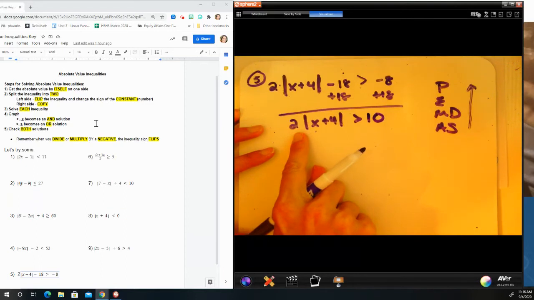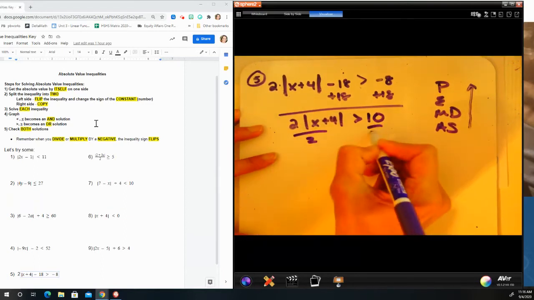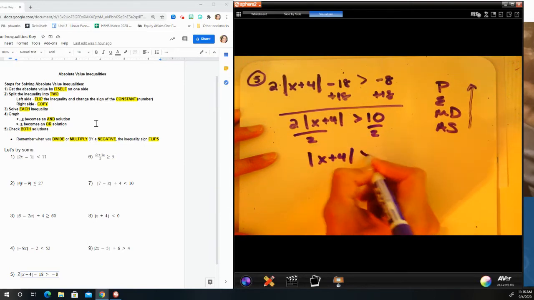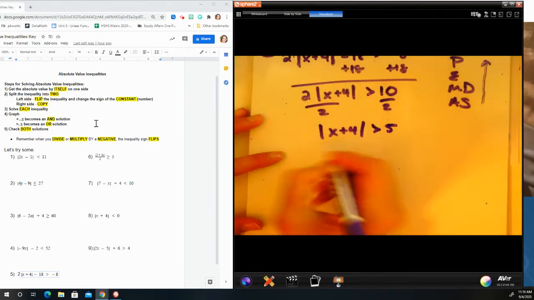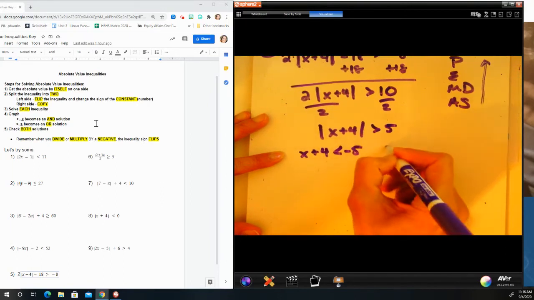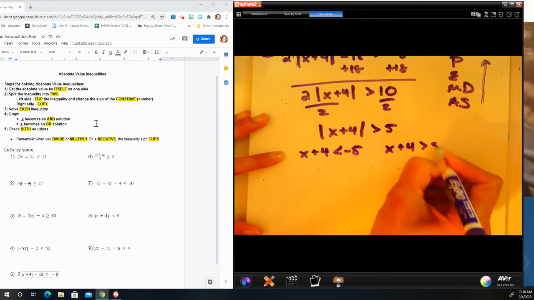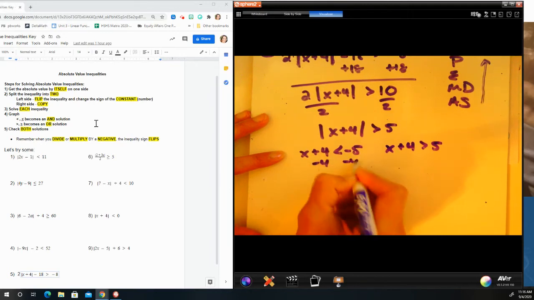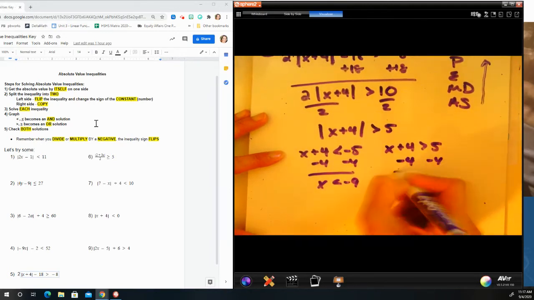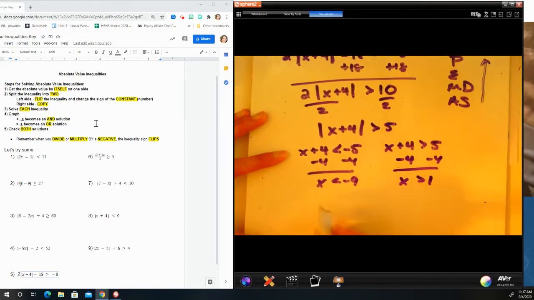Now I need to move that 2. So I'm going to divide everything by 2. Absolute value of what plus 4 is greater than 5. So now I split. Left side, flip the inequality, change the sign. Right side, just copy down and solve. X is less than negative 4. X is greater than 1.